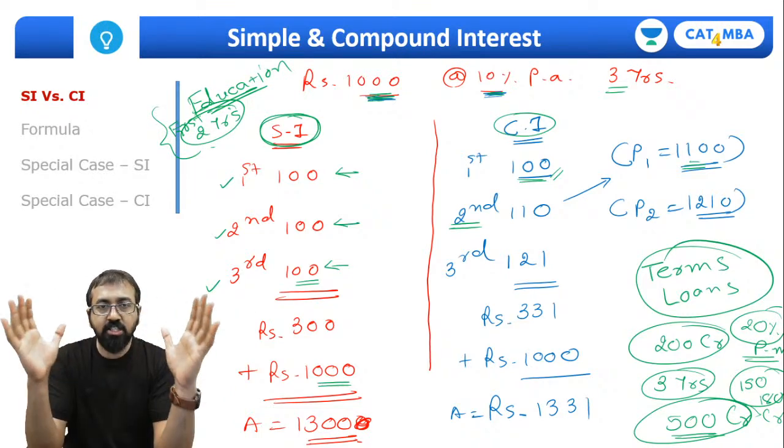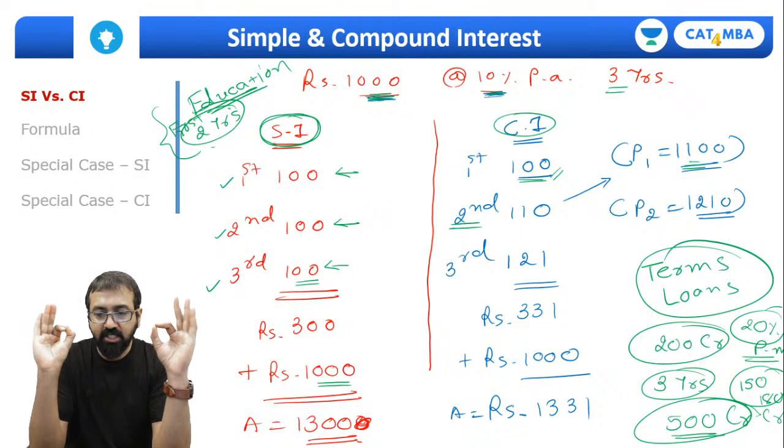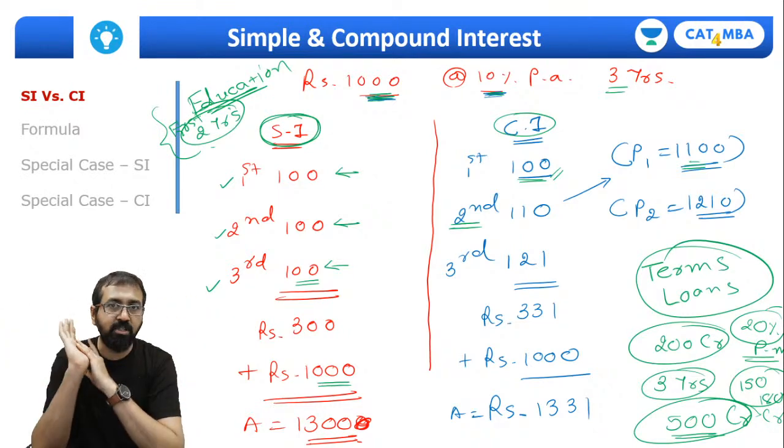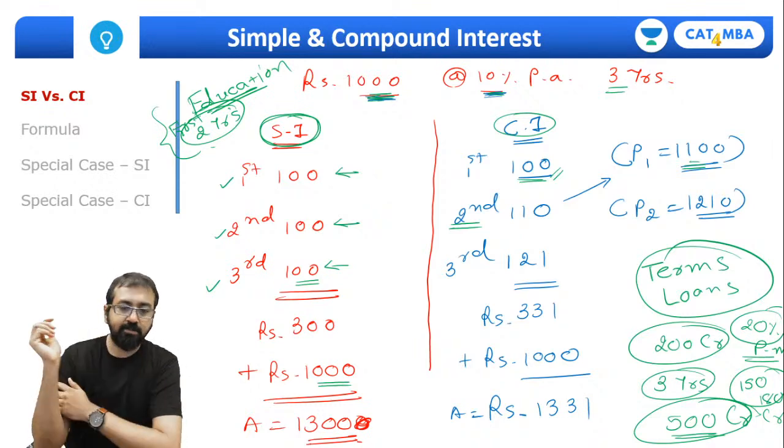Are we all clear with this concept, everyone? Show me a thumbs up if you have clearly understood the difference between simple interest and compound interest. Please show me a thumbs up.